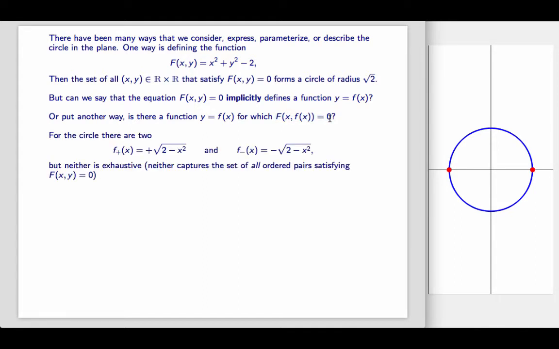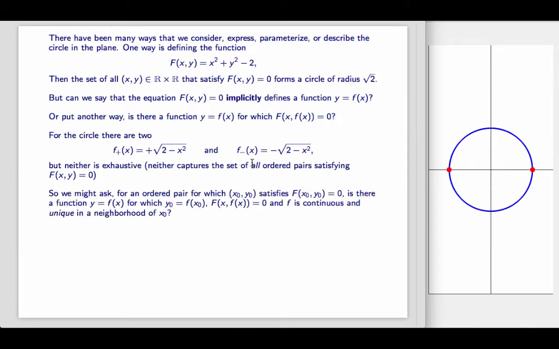All right, well, of course, for the circle, there are two such functions. There's the square root of 2 minus x squared and negative square root of 2 minus x squared. We'll call them f plus and f minus. But neither is exhaustive. Neither captures the set of all ordered pairs satisfying f of x and y equal to 0.